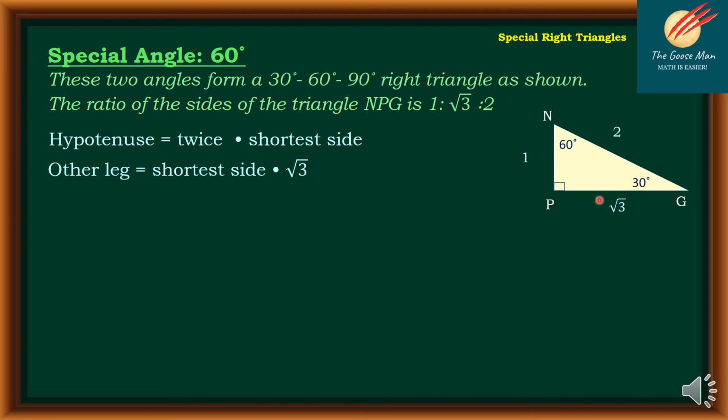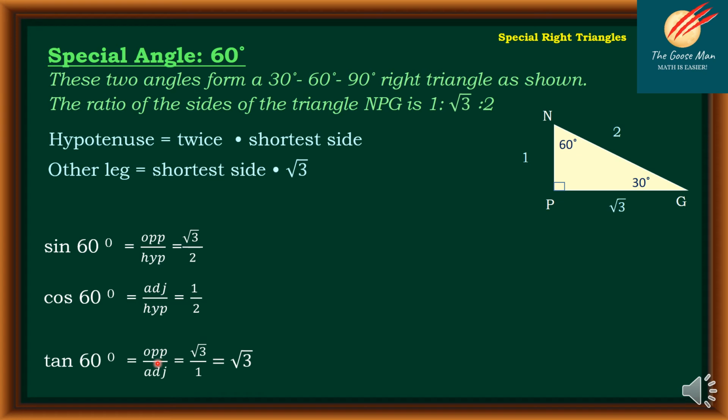Now, let's begin with the six trigonometric functions of the angle N, or 60 degrees. Take note that sine 60 degrees is equal to opposite over hypotenuse, so we have square root of 3 over 2. On the other hand, cosine 60 degrees is adjacent over hypotenuse. The adjacent is 1 over 2, so we have 1 half.